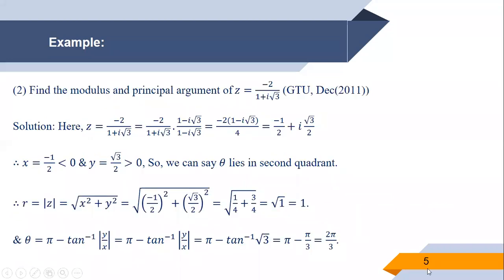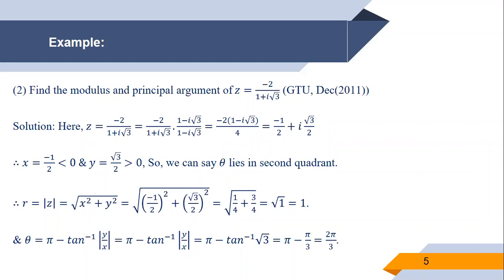Now, next example. This example is based on the argument and modulus. The question is: find the modulus and principal argument of z equal to minus 2 upon 1 plus i root 3. So this is an important question. If we want to find the modulus and principal argument of z, we discussed the concept in a previous lecture.